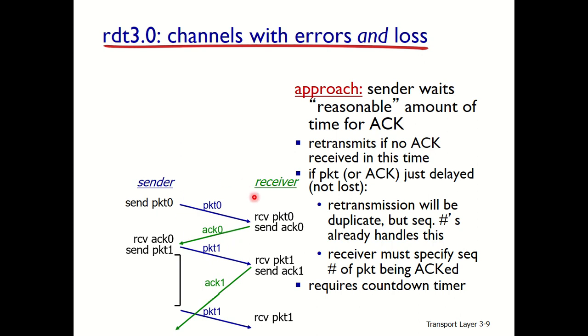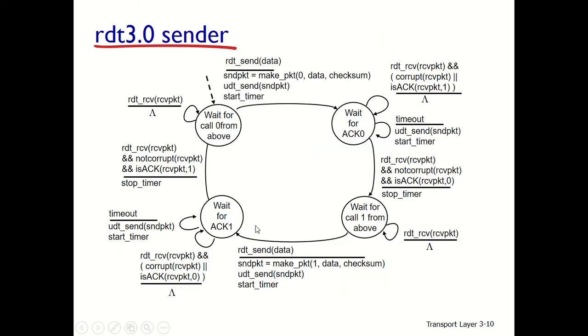I think it is clear. RDT 3.0 uses the countdown timer along with the sequence number, the acknowledgement, the checksum, and the feedback mechanism. Now this is the FSM for RDT 3.0. I think it is easy for you, you can also read it in the book, and I think it is very clear.